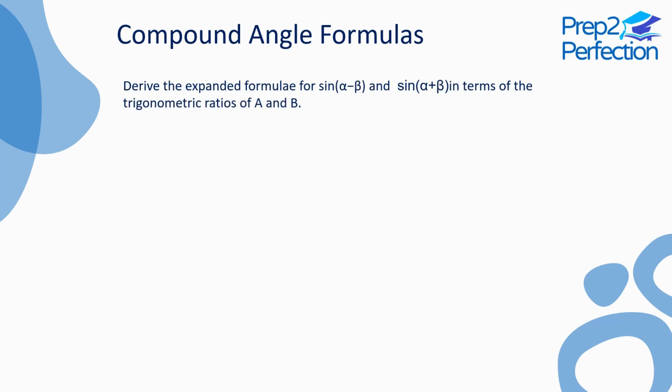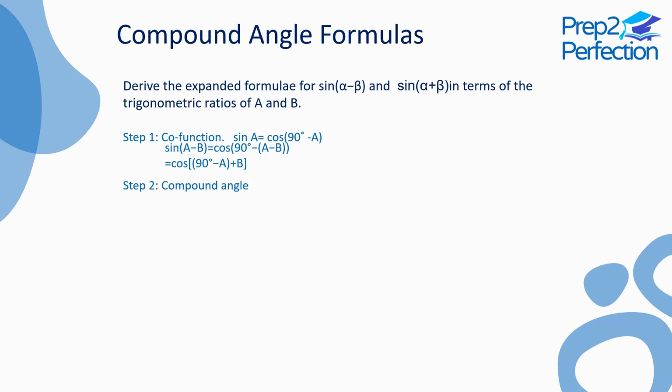Derive the expanded formula for sin(A-B) and sin(A+B) in terms of the trigonometric ratios of A and B. For step 1, we can write sin(A+B) in terms of the cosine function. So this will give us sin(A+B) equals cos(90 degrees minus (A+B)).